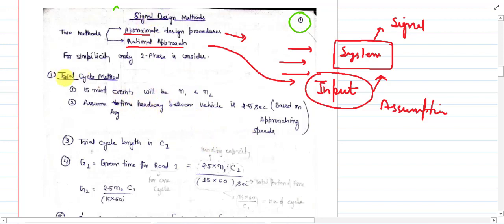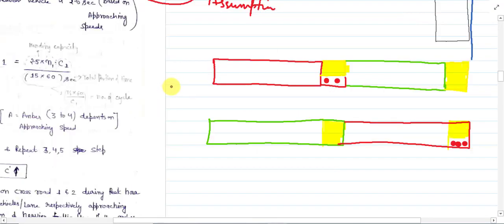Let's consider the first method, which is the trial cycle method. In this video we only limit ourselves to this method. For simplicity we use a two phase diagram. Now we move to the phase diagram. We already discussed it in the last video, but here we clear it once again. Suppose, consider this figure. This is a traffic signal lighting for road 1.